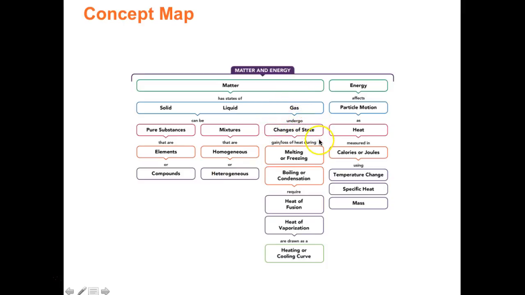All right, and then we talked about change of state and heat in calories and joules, specific heat, and melting, freezing, heat of fusion, heat of vaporization, and we finally looked at heating and cooling curves. And that's the end of this chapter.